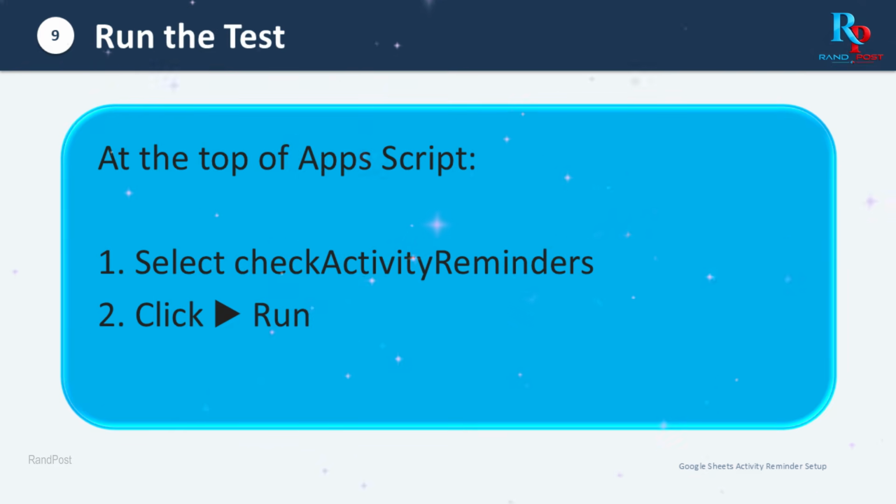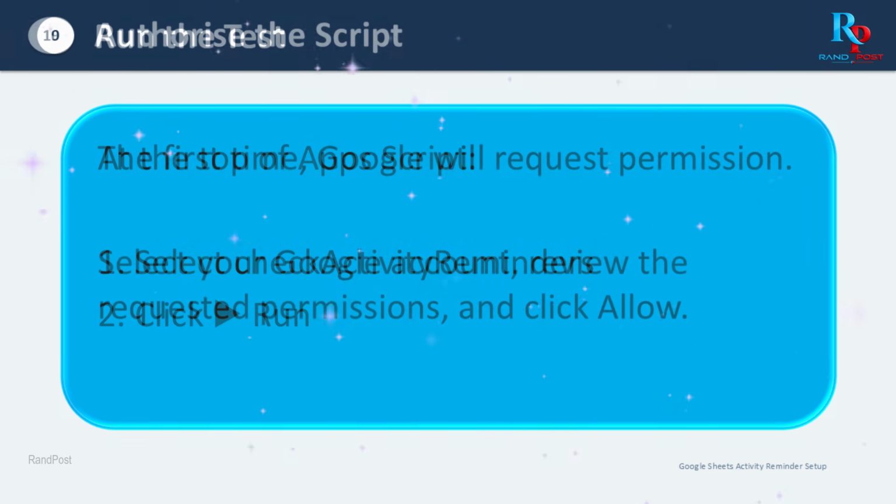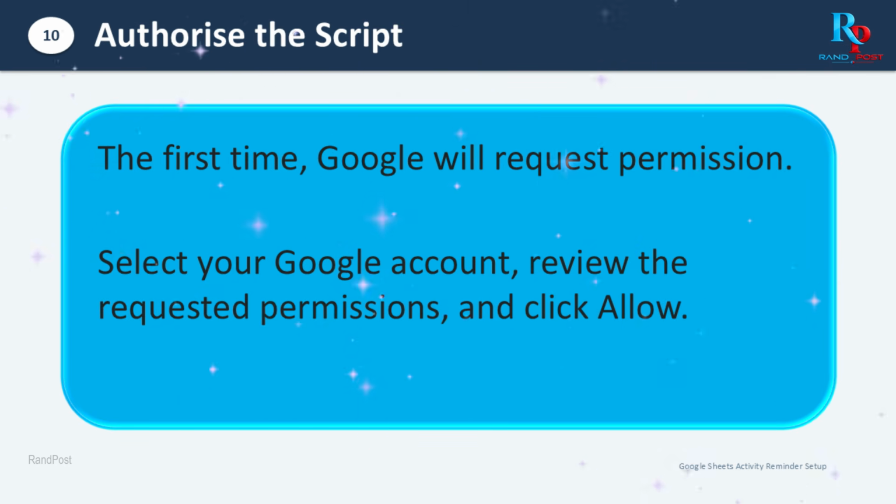Step 9. Run the test. At the top, select checkActivityReminders. Click the triangle Run button. Step 10. Authorize it. The first time, Google will request permission. Select your Google account. If you see Google hasn't verified this app, choose Advanced, Go to Activity Reminder (unsafe). Review the permissions and click Allow.